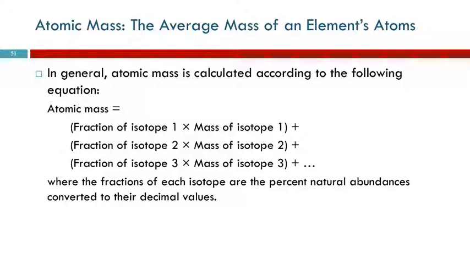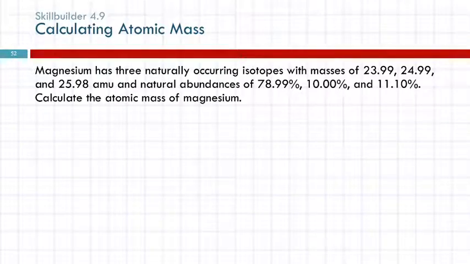So in general, this is how we calculate it. From that percentage, you get the fraction of that isotope and you multiply it by the mass of that first isotope. However many isotopes there are, you do that for each of them and add them together. Any questions? Let's do an example. So magnesium has 3 naturally occurring isotopes. Here are the masses: 23.99, 24.99, and 25.98 atomic mass units. The natural abundances are 78.99%, 10%, and 11.1%. Calculate the atomic mass of magnesium.